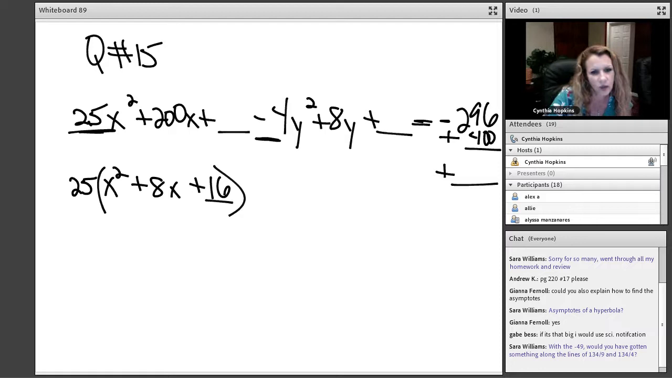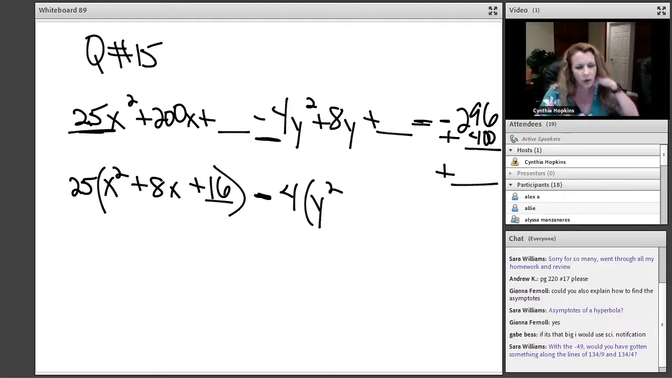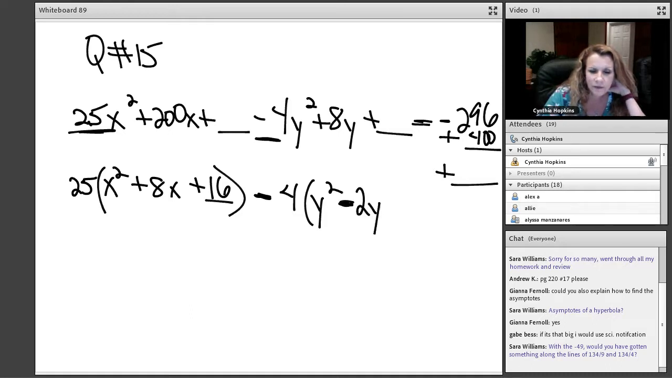Okay, here's where I'm worried about you guys. I'm factoring out a -4. That leaves me with y squared, and I'll bet you quite a few people will get this next term wrong. You need to look at your signs carefully. It's minus 2y. So the -4 times -2 gives me plus 8 times y.